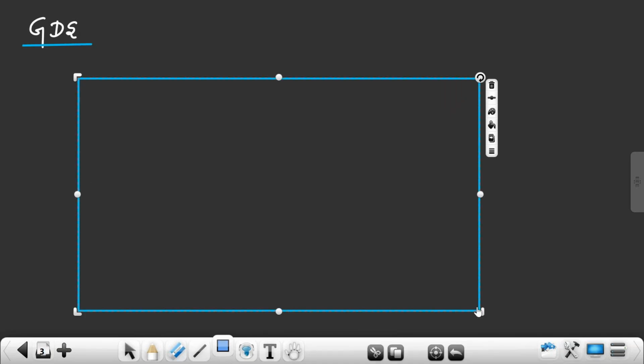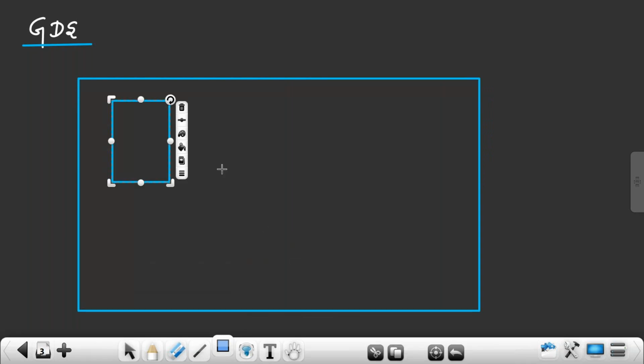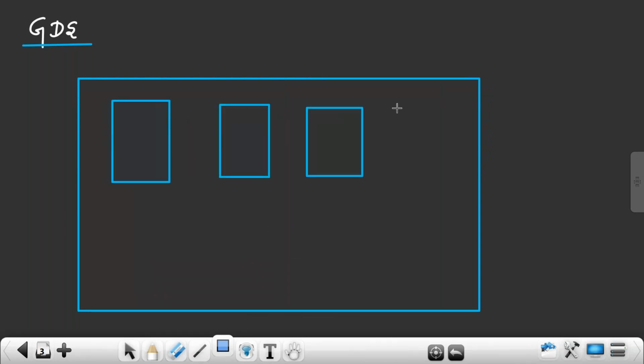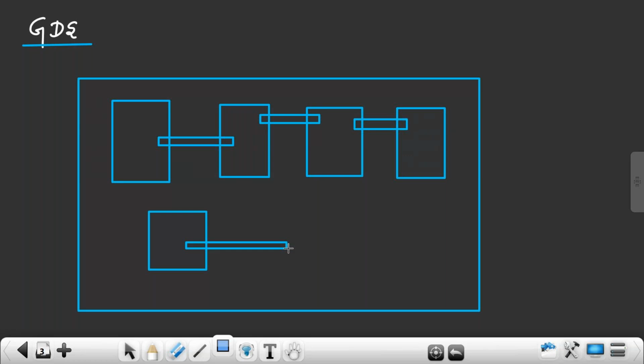If you talk about GDS, GDS consists of what? The layout of all the cells. This is the layout of one cell, the layout of another cell, and another cell. The output of this cell is connecting to the input of this cell. The output of this cell is connecting to the input of this cell. This cell's output may connect to the input of this cell. So what are these boxes?